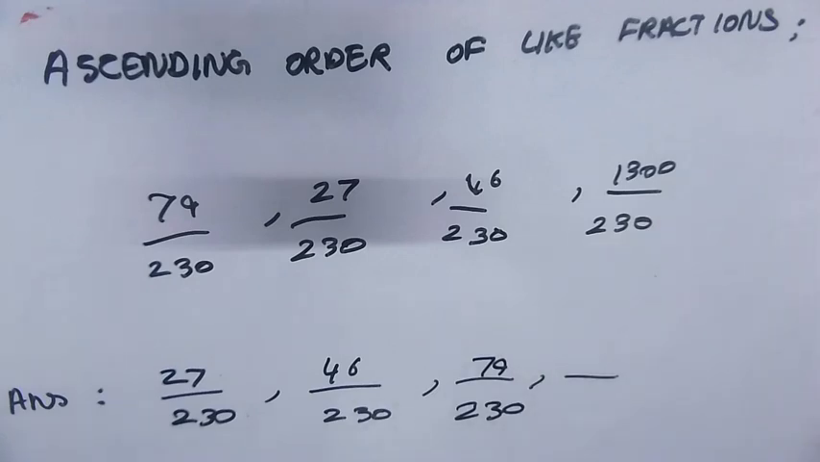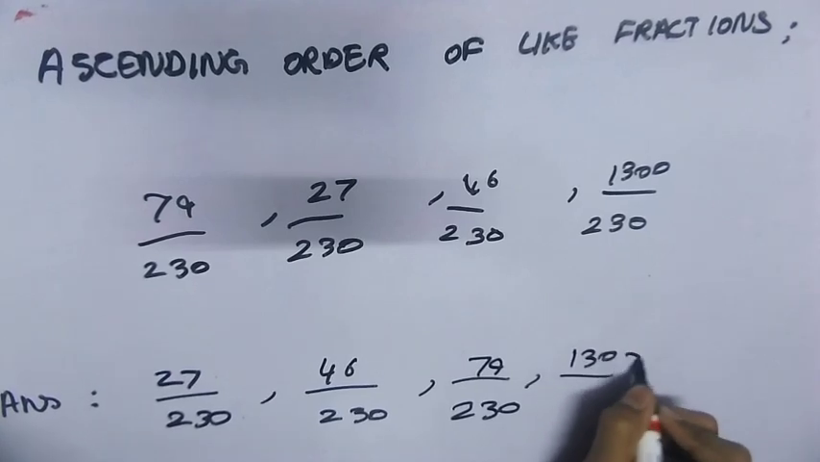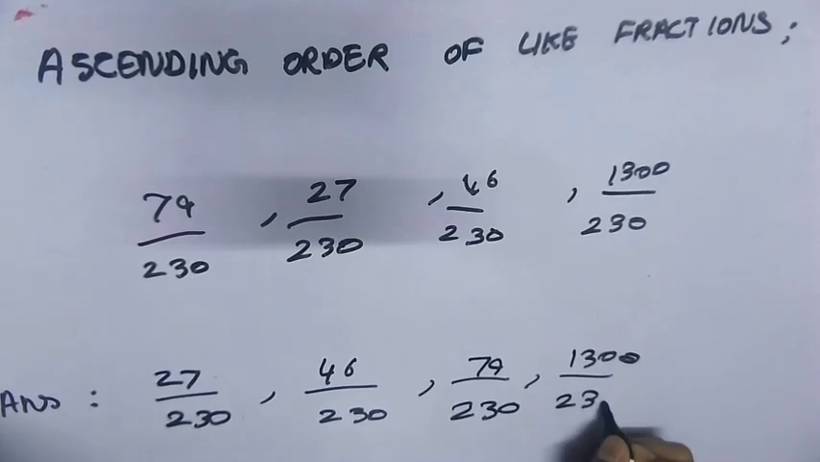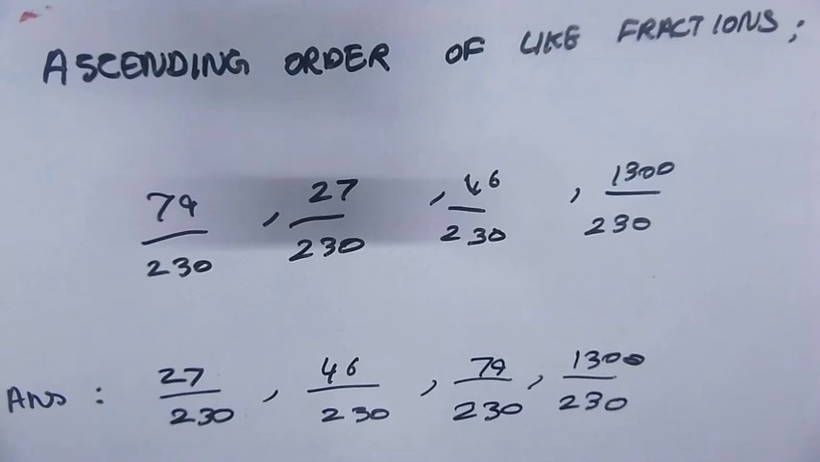Although it's an improper fraction, it doesn't matter. You gotta check the largest numerator, that's all. So this would be the highest fraction in this number line. So the ascending order of these fractions are 27 by 230, 46 by 230, 79 by 230, 1300 by 230. Now let's move on to ascending order of unlike fractions.